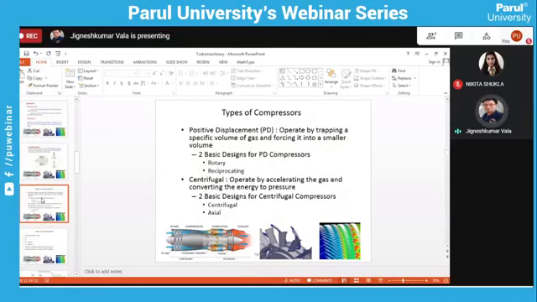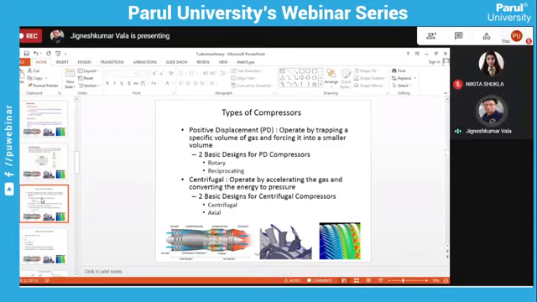The next part is that there are different types of compressors. As we discussed here, the positive displacement machine, the axial flow compressor, and the centrifugal flow compressor, as well as, in turbomachinery, the turbine part. So intake, compression, combustion, exhaust. These four words are very familiar in the turbomachinery field. The positive displacement machine operates by trapping gas and forcing it into a smaller volume.